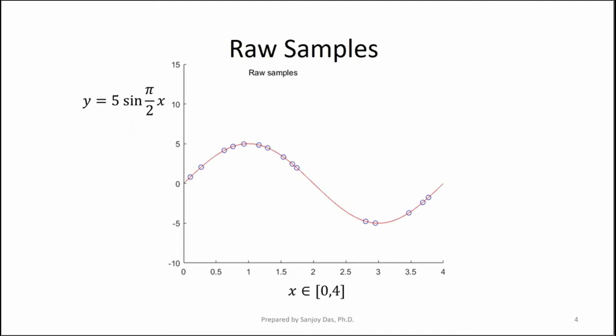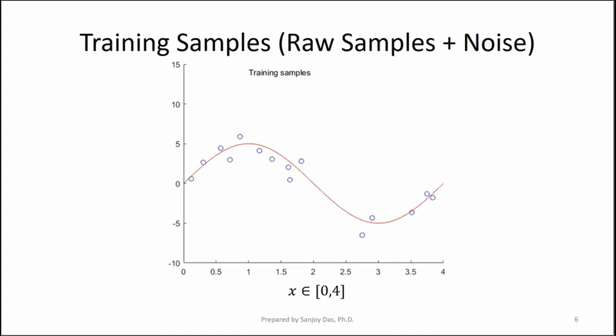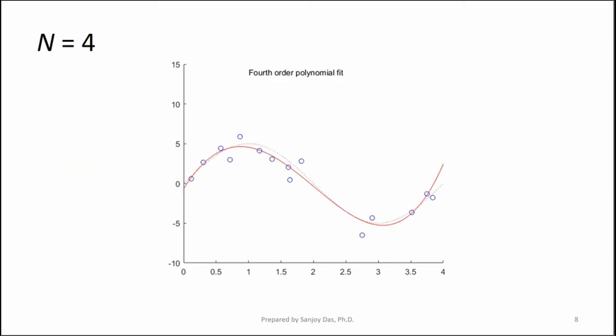This is the curve, the red line, and the blue points are 15 random samples. And then I'll add noise to those samples, which I'll use for training. These are the training samples with the noise. Next, I'll fit a polynomial of degree n to the training samples. This is an example of a polynomial fit.